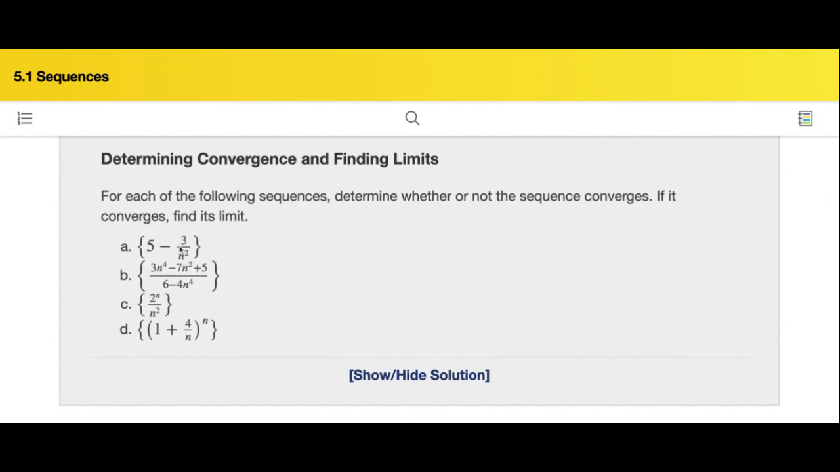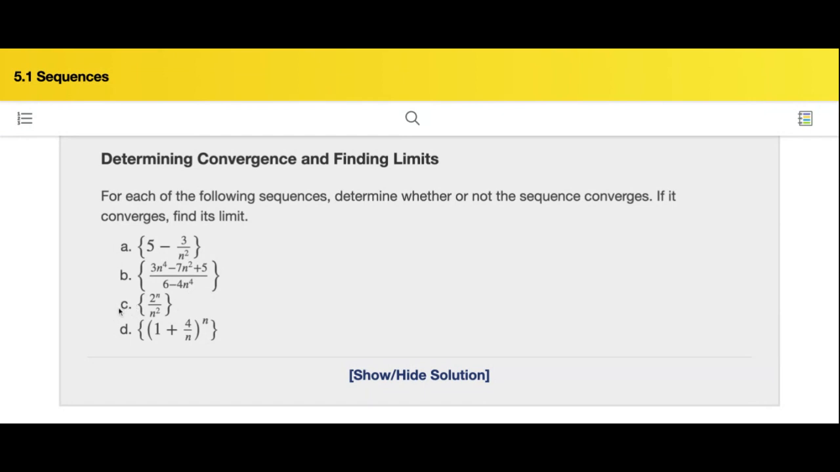So the first one, 5 minus 3 over n squared. Taking the limit, that's 5, right? Because as n goes to infinity, 3 over n squared goes to 0. So the limit of the first one is 5. What about the limit of B? We see this is a rational function. How do we find the limit of a rational function? It takes the leading terms, so 3n over negative 4n, and the limit of B is negative 3 over 4.